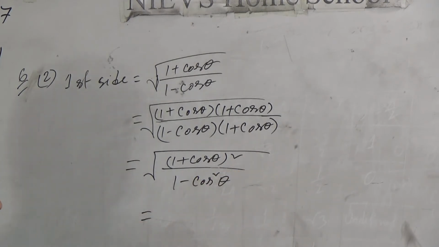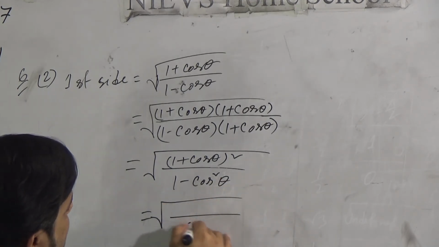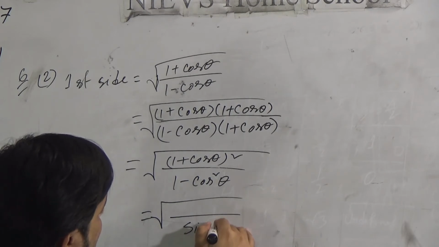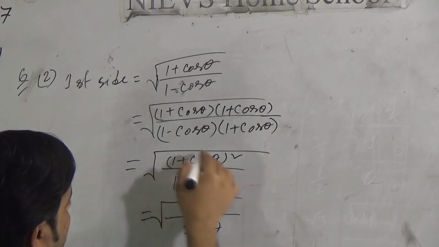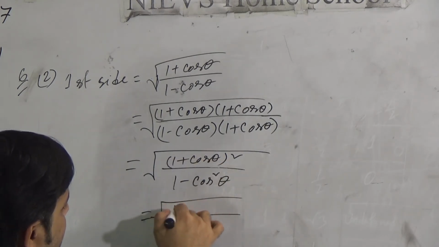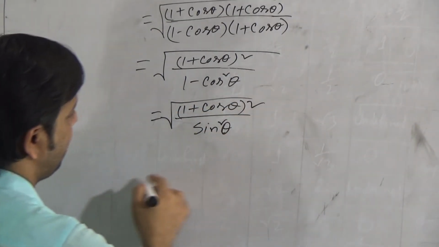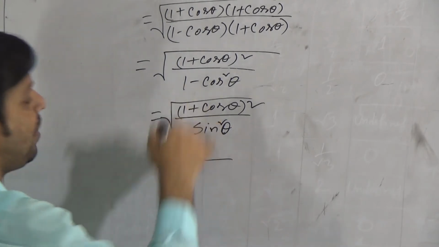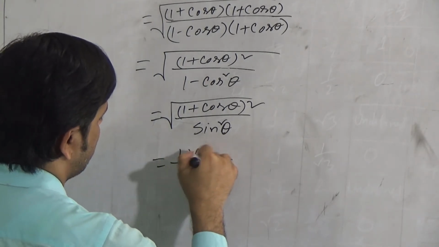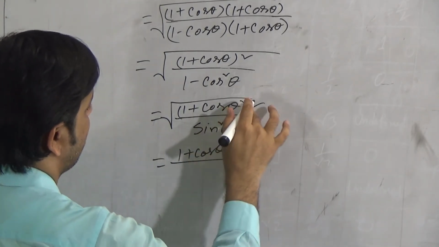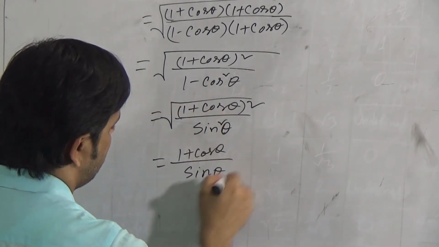So we can write here, now 1 minus cos square is sin square. We have learned this from the identity of trigonometric ratios. Now, 1 plus cos theta whole square here, and here is sin square. So we can remove the square root from both the numerator and denominator. Only 1 plus cos theta will remain, and the square and square root will vanish, so we can write only sin theta here.